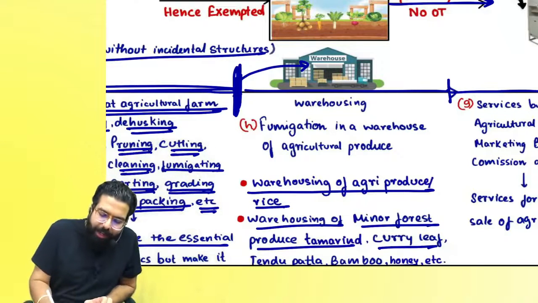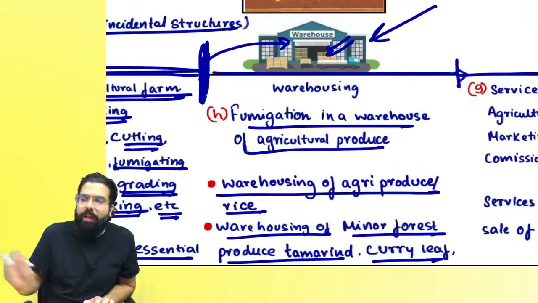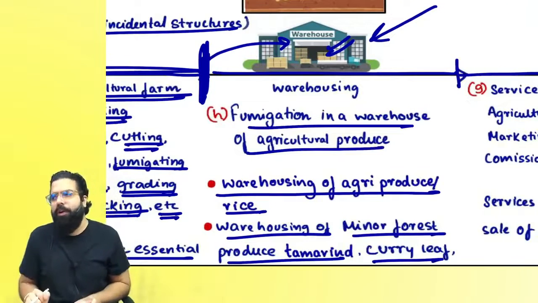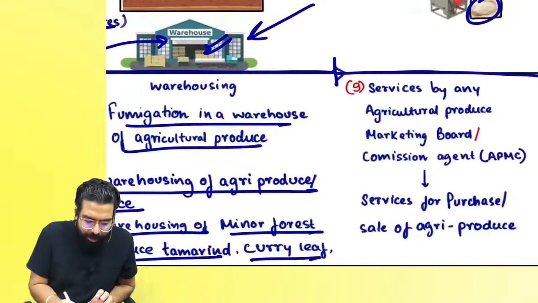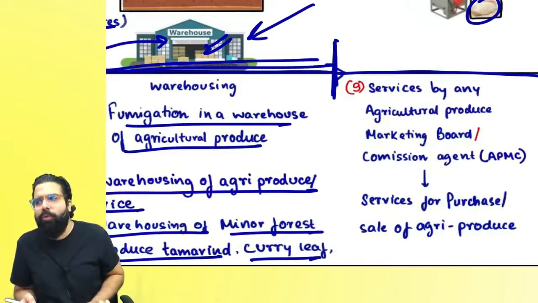Now, if somebody came and did fumigation in the warehouse where agricultural produce is being stored, that person doing the fumigation also will not charge any GST. Agricultural produce is lying in the warehouse. You will not let it rot in the warehouse.